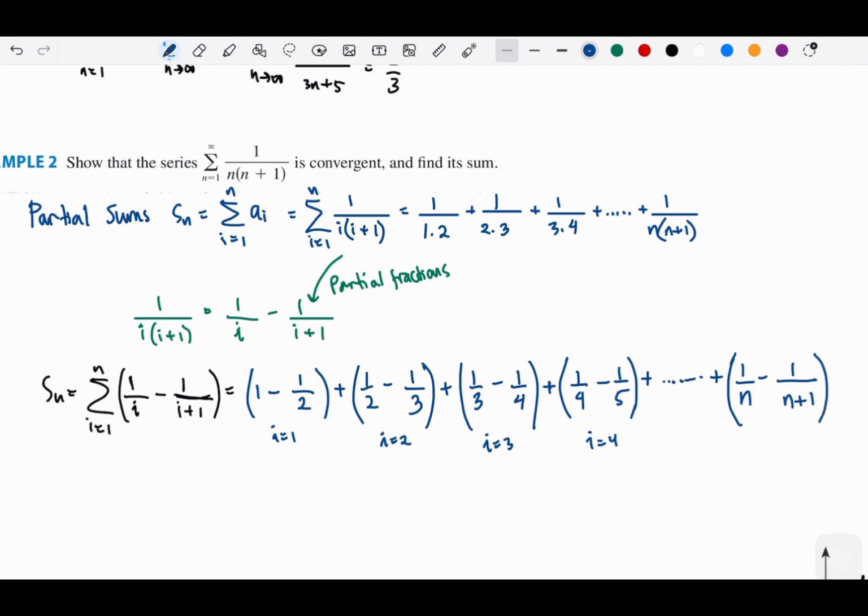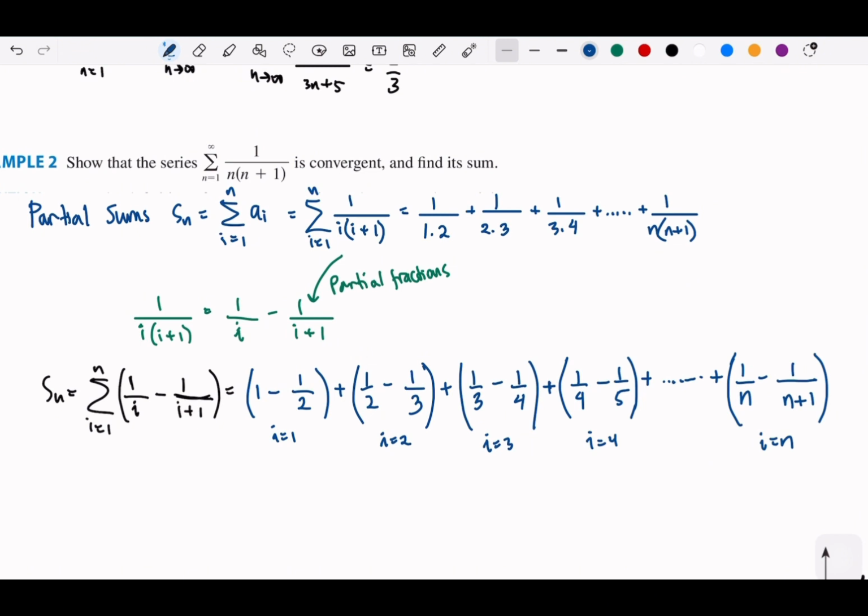So the last term will be the end. Okay. So this is when i is equal to n. Now, the terms could be canceling in between. So we see this negative 1 over 2, plus 1 over 2, we can cancel this, we can cancel this, okay, and so on and so forth. So we could cancel everything in between.